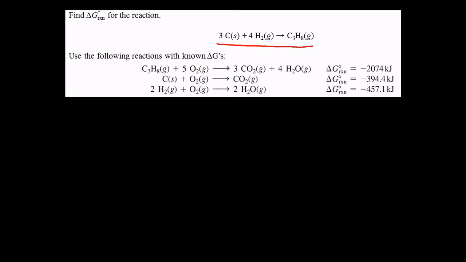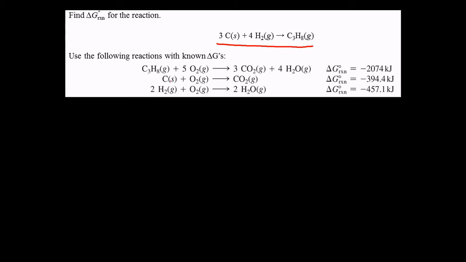So we are trying to find delta G for this reaction. And the method that I always use when trying to solve these types of equations is see if there's something that I need in my goal equation that only shows up in one place in the possible reactions that I have. So, for example here, I need 3 carbons on the left side of the reaction. Carbon, all by itself, only shows up here. There's no pure carbon anywhere else.